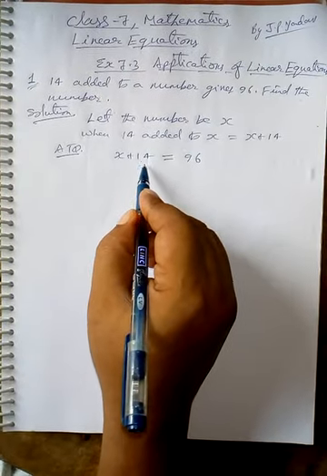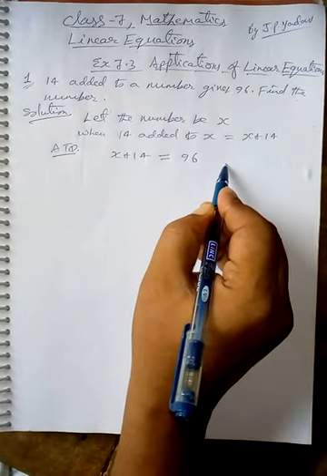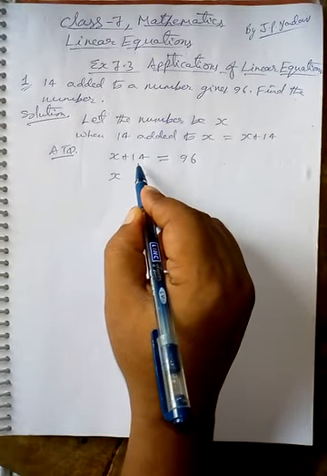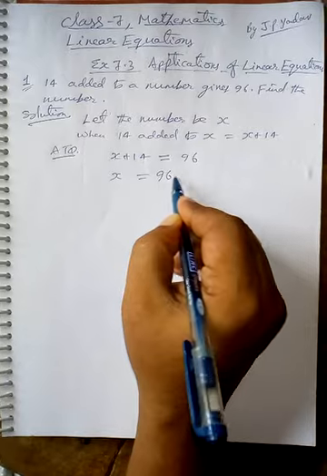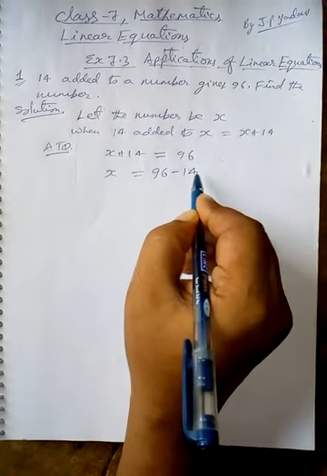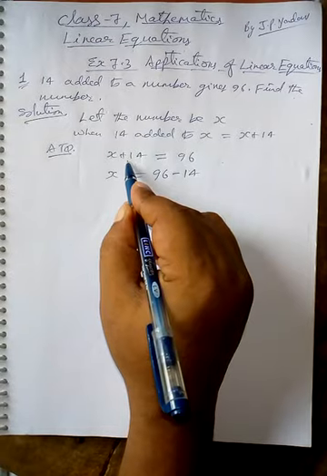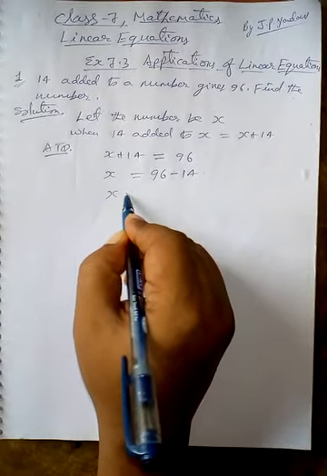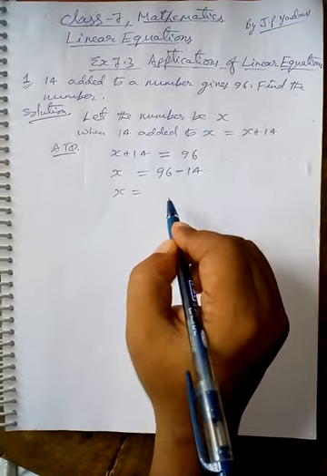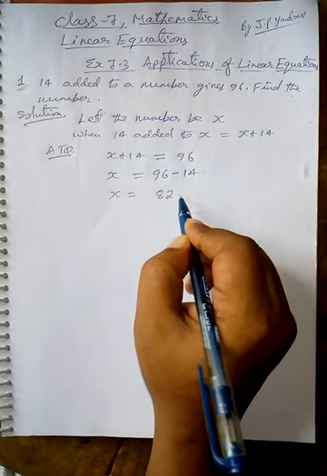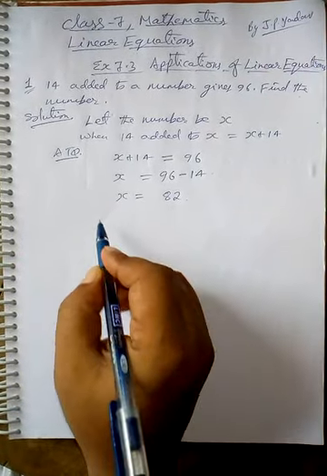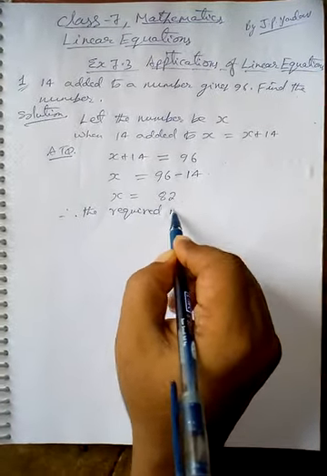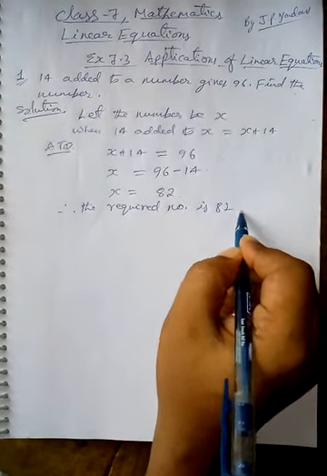Now we are going to transpose this 14 to the right side. We know when we transpose a plus number to the right hand side, it becomes negative. That is minus 14. The positive on the left hand side becomes negative on the right hand side. Now what we get? Subtract 96 minus 14. You get 82. Therefore, the required number is 82. This is the answer.